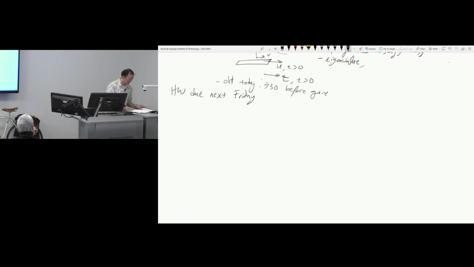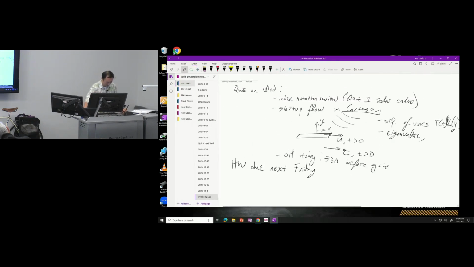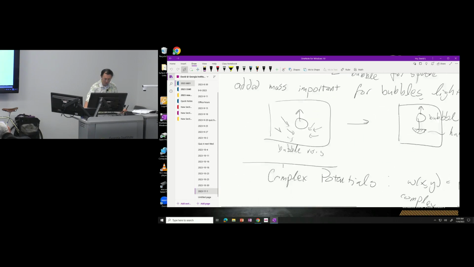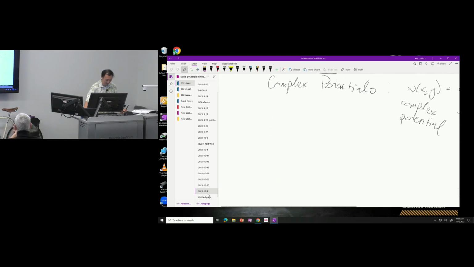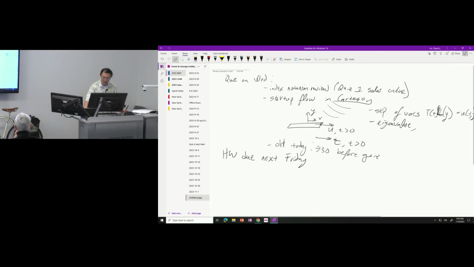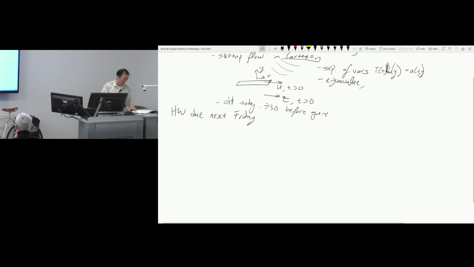All right. So there's one problem that talks about complex potentials. So let's talk about that now. Last time, did I talk about potentials? I don't think I got a chance to talk about potentials. We spent the whole time deriving this added mass, which took a long time.